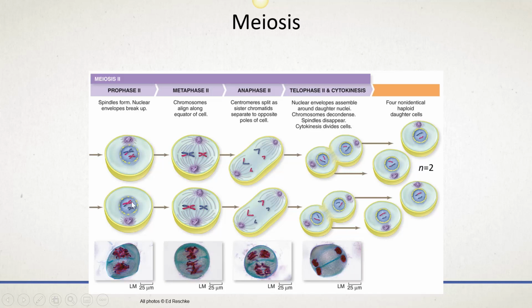Now in prophase 2, we have those two separated daughter cells. The spindles are going to form, the nuclear envelope disappears. During metaphase 2, the chromosomes align down the center of the cell. During anaphase 2, the centromeres split and sister chromatids are going to migrate toward opposite ends of the cell. During telophase 2, new nuclear envelopes are going to form. And during cytokinesis 2, these cells are going to divide their cytoplasms. So you're going to end up with 4 haploid cells.